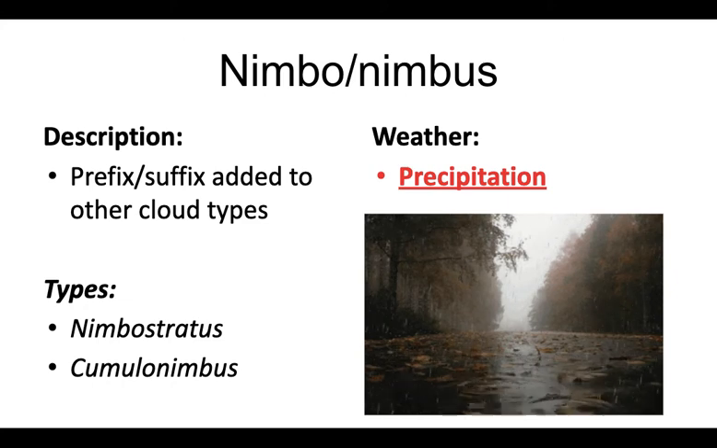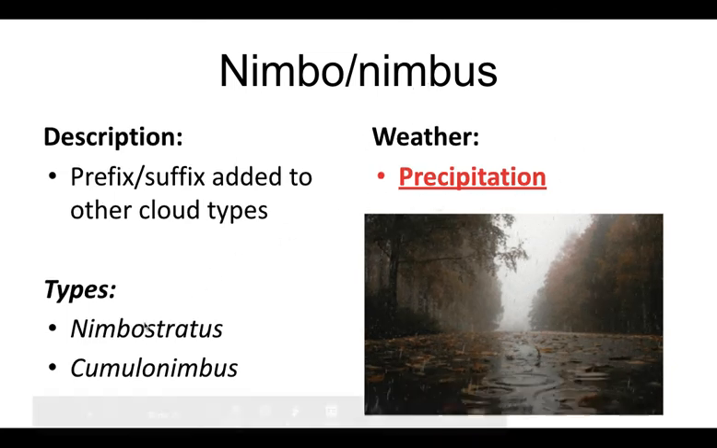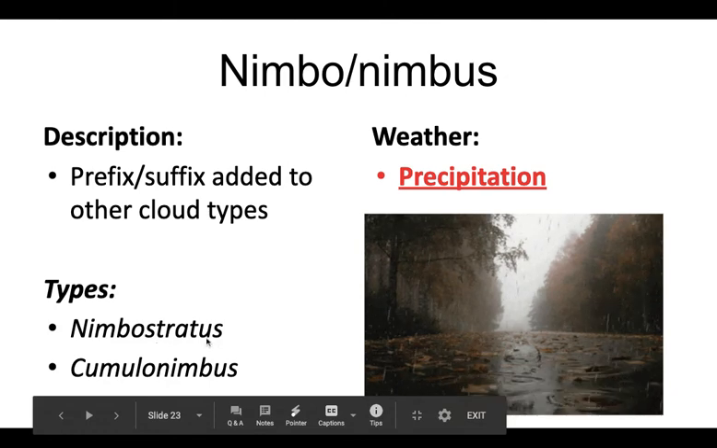We also have a term called nimbo or nimbus, which is a prefix or suffix that's added to other cloud types. Nimbo or nimbus means precipitation is happening. So a stratus cloud, if we add nimbo to the front, it becomes nimbostratus. That means a raining stratus cloud. Or cumulonimbus. Cumulo, we have those fluffy clouds, with nimbus on the end, means it's raining.